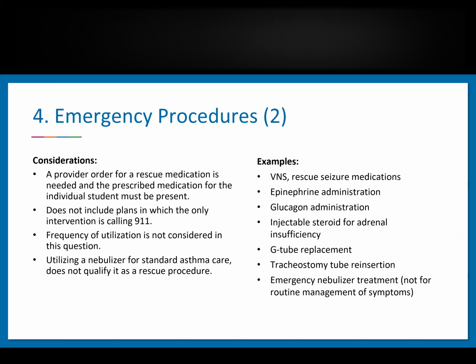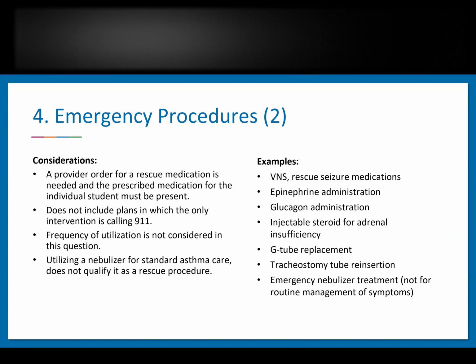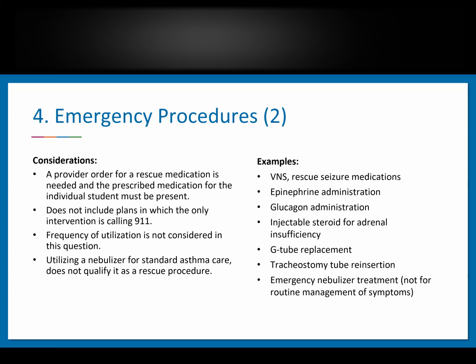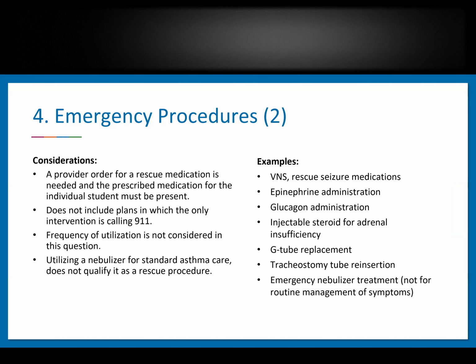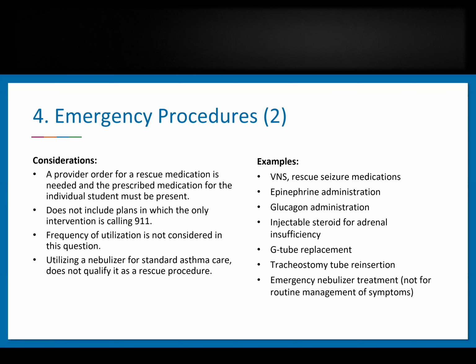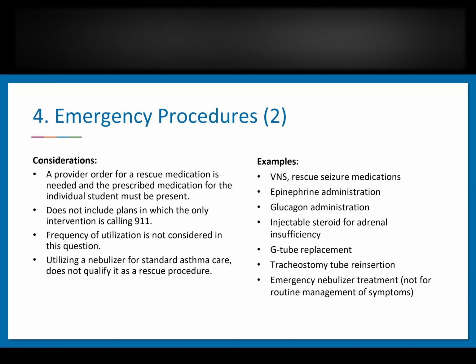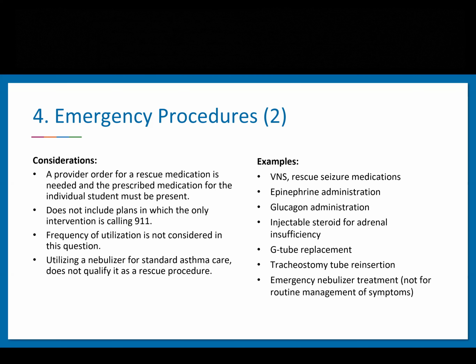A provider order for a rescue medication is needed, and the prescribed medication for the individual student must be present to score a 1 in this criteria. An emergency plan which lists the steps to take while awaiting 911 is not considered an emergency procedure, for example, covering a G-tube stoma after accidental dislodgement. A plan to perform an intervention, such as reinserting a tracheostomy tube in the event of an emergency, is considered an emergency procedure. Frequency of utilization of the emergency procedure is not considered in this question.